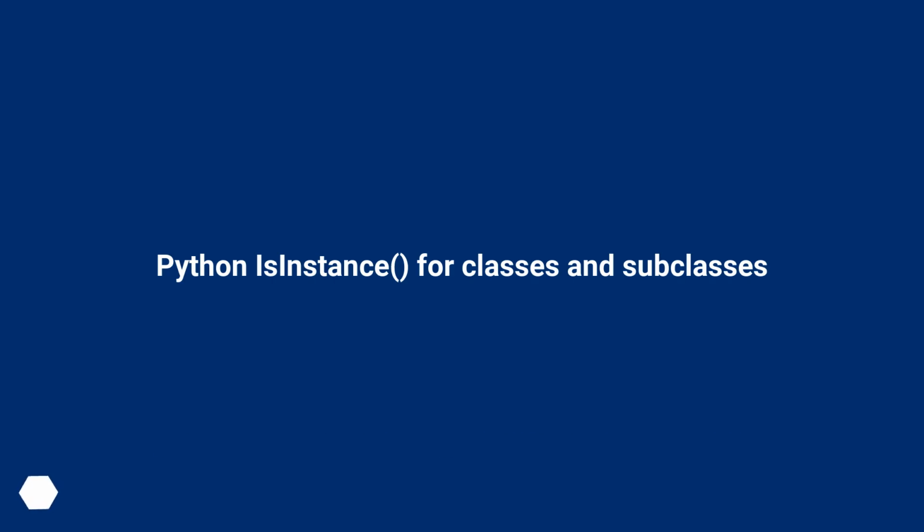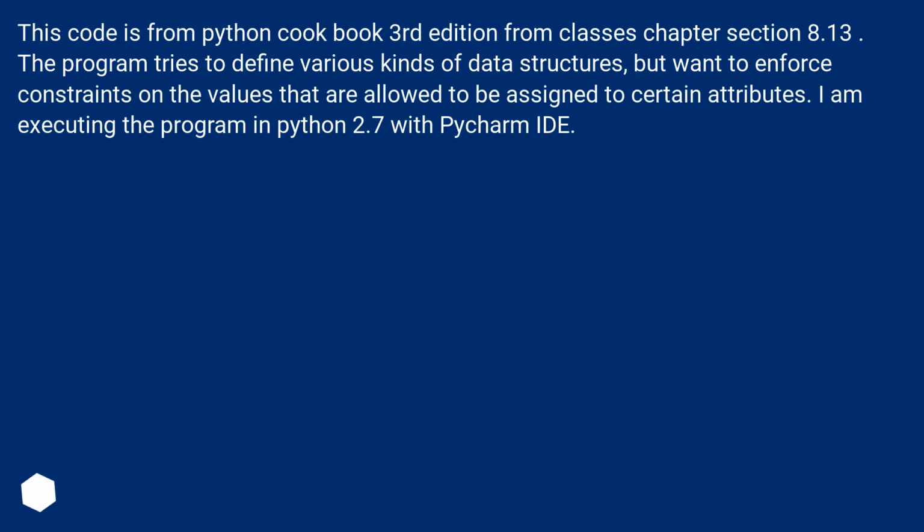Python isinstance for classes and subclasses. This code is from Python Cookbook, 3rd edition, Classes chapter, Section 8.13. The program tries to define various kinds of data structures, but wants to enforce constraints on the values that are allowed to be assigned to certain attributes. I am executing the program in Python 2.7 with PyCharm.